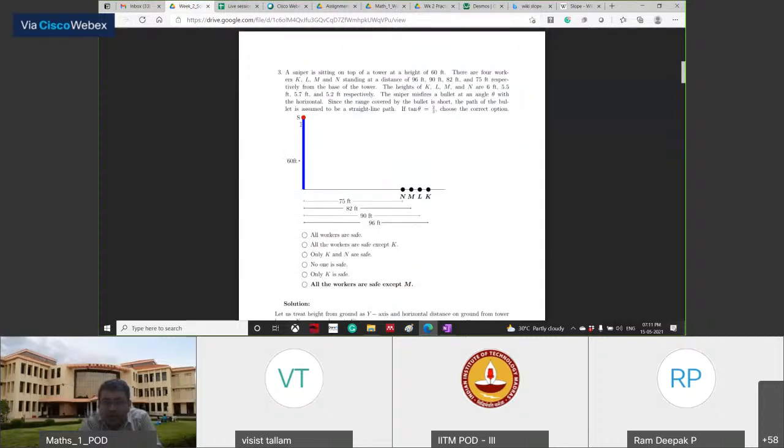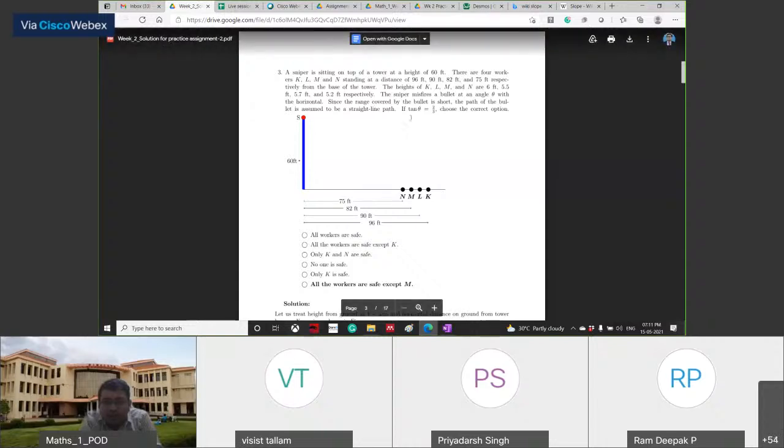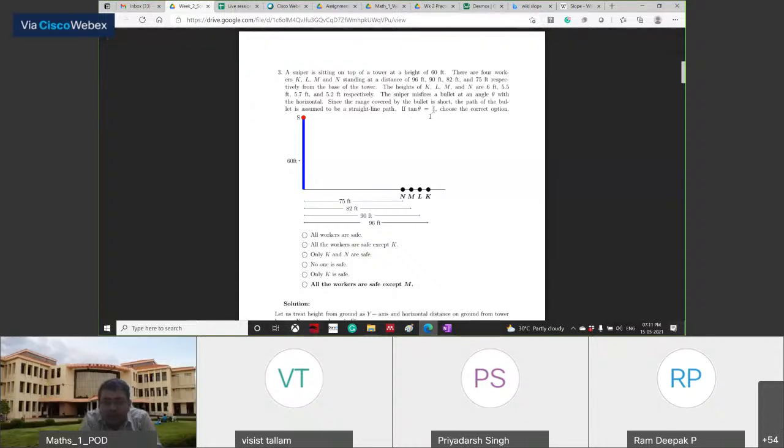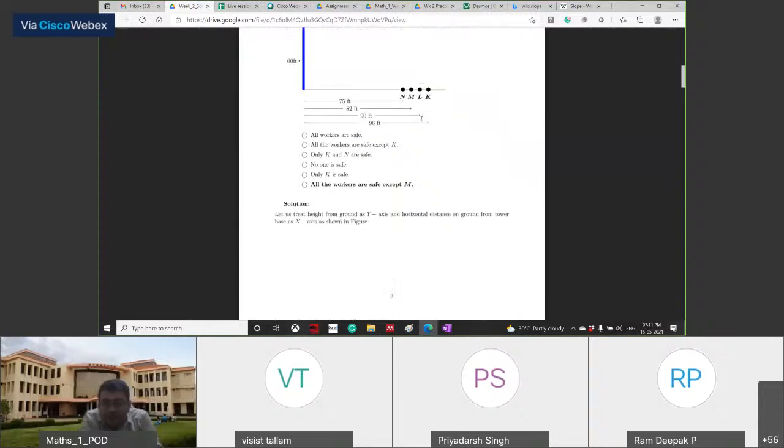Yeah, as the bullet hits, it is told that the bullet is fired at an angle where tan theta is equal to 2/3. So what does that mean? Please explain. The path of the bullet is assumed to be a straight line path if tan theta equals to 2/3. Yes, sir.